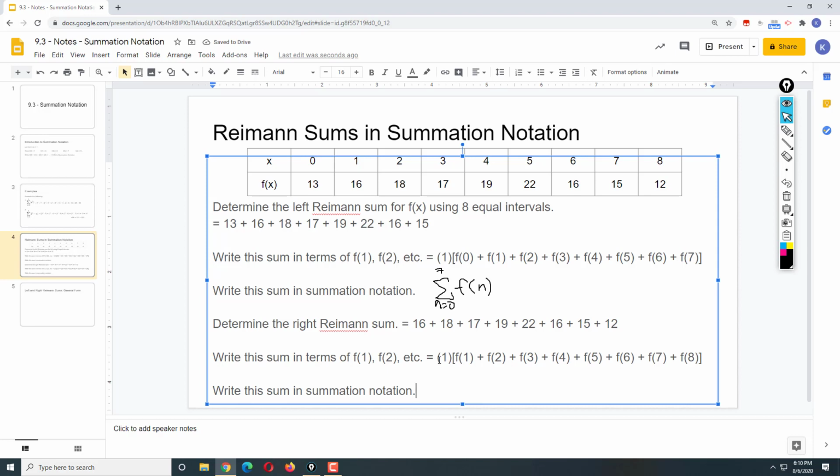But really, the more important one is 1 times f of 1 plus f of 2 plus f of 3 and so forth. We can write this in summation notation. So let's do that. That's the sum. It's also f of n, but this time n goes from 1 to 8.